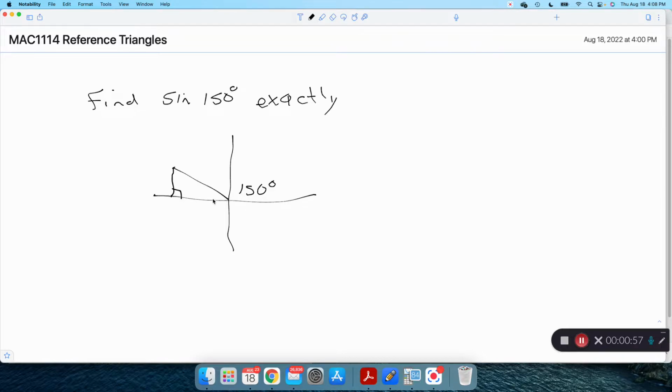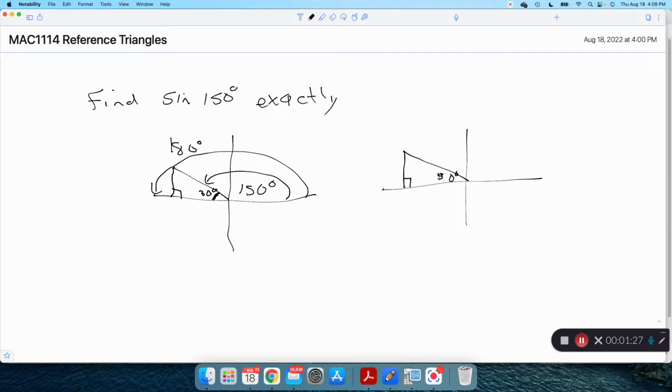The right angle is right against the x-axis. Then my reference angle, if this is 150, think about how big this angle has to be. Well, all of this would be 180. So this must be a 30-degree angle, 180 minus 150. So let me draw in just the reference triangle here.